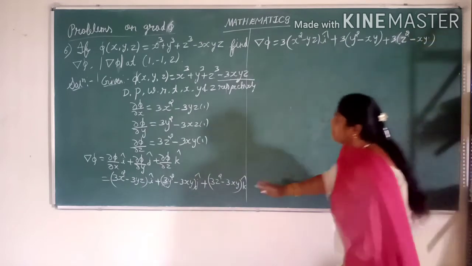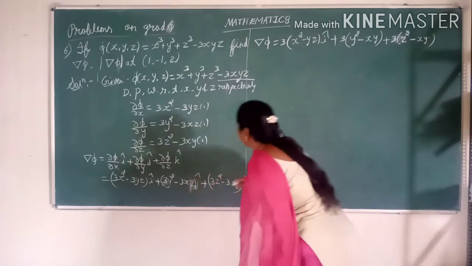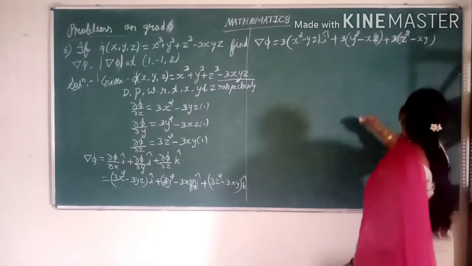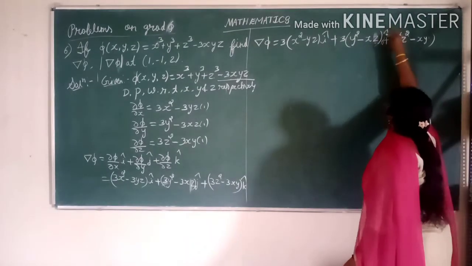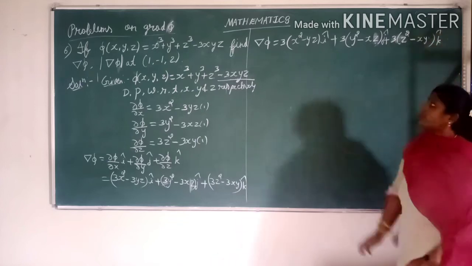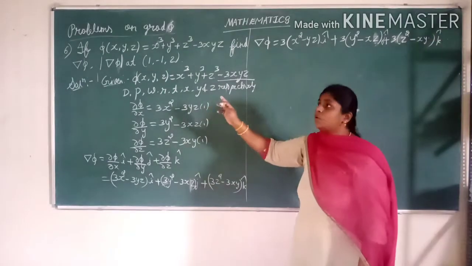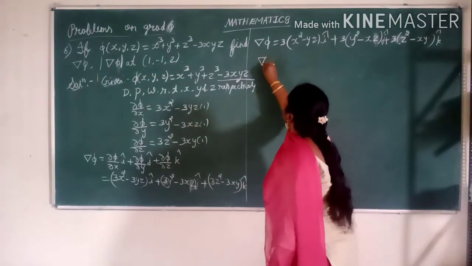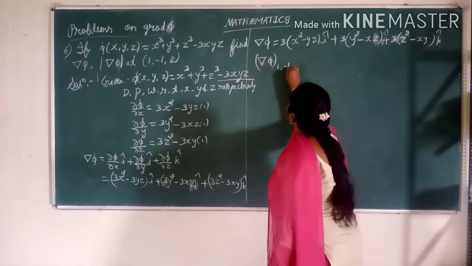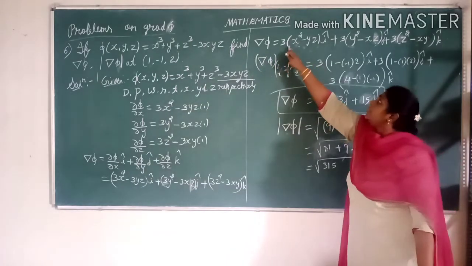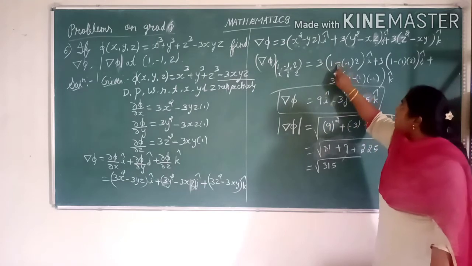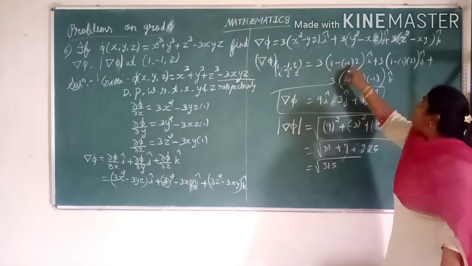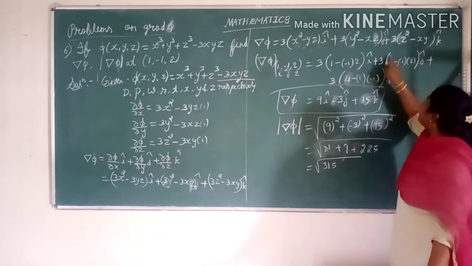Sorry, this is not xy, this is xz. Here next is j cap, and this is the grad pi. You want to find out the grad pi at the given point (1, -1, 2). Find out grad pi at the point: 3 into x is 1 squared is 1, minus of y value is minus 1, into z is equal to 2, into i cap, plus 3 into y squared.